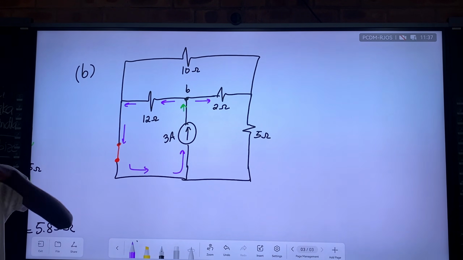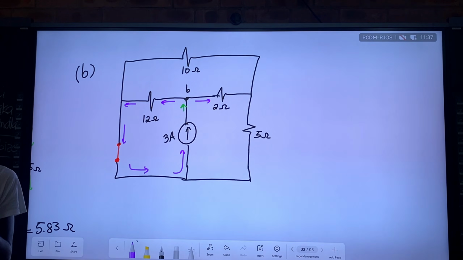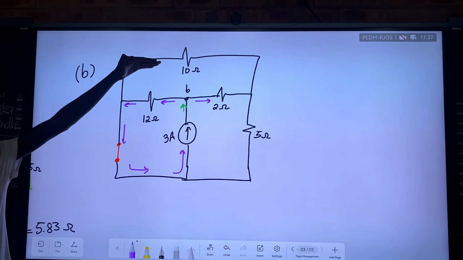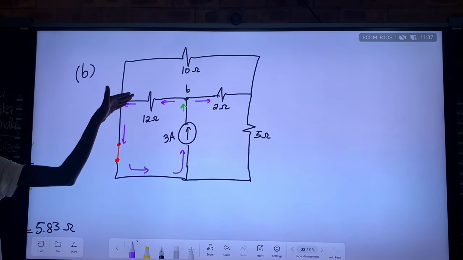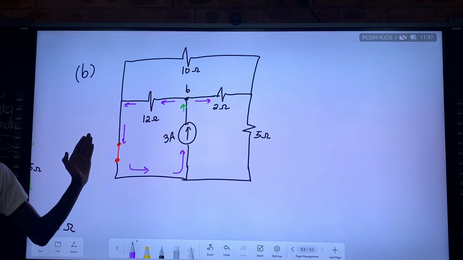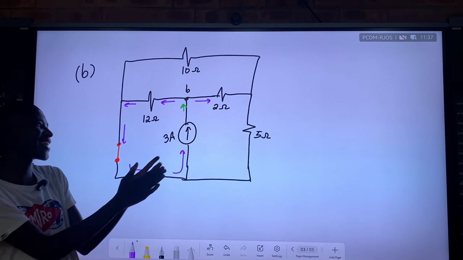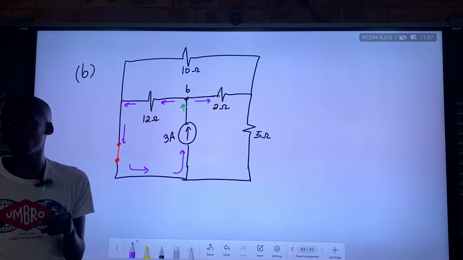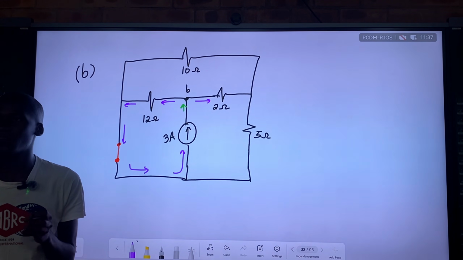Current always takes what? The path with the least resistance. So here, when the current goes this way, it combines with the 10 ohms. But when it goes this way, there is nothing. So we have short circuited our current such that it chose to take this path. So no current will flow through to the 10 ohms. It will be absolutely wrong if you say so.